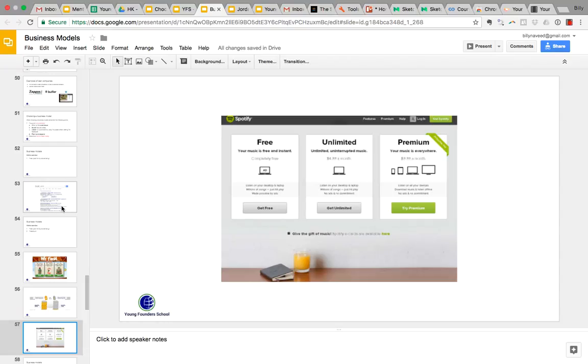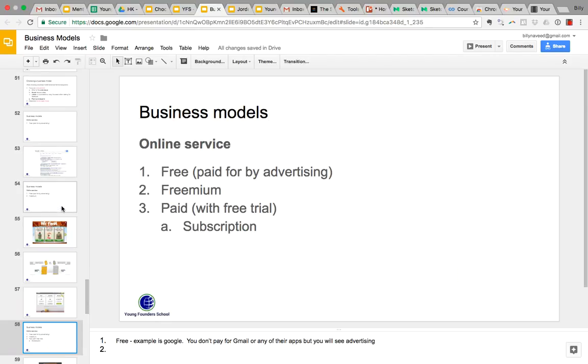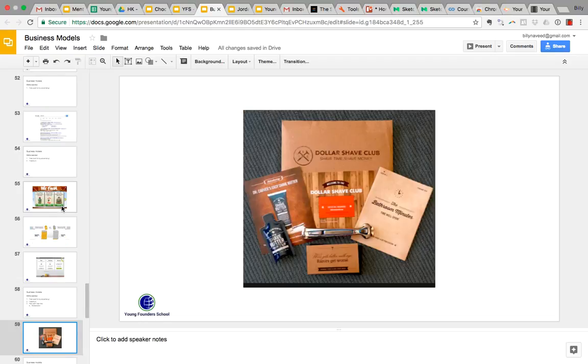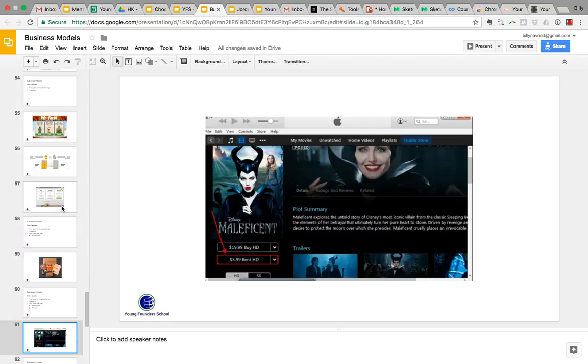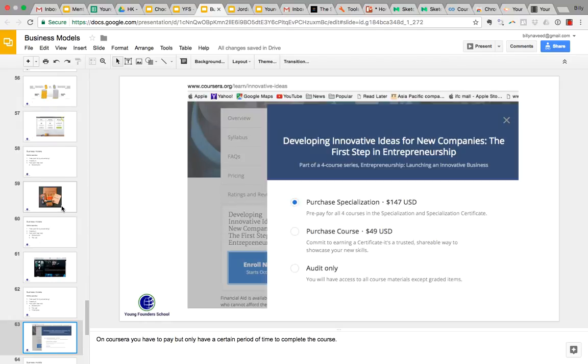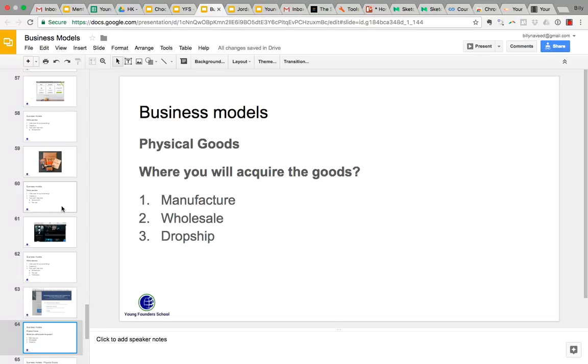Equally, another example of freemium is Spotify. Again, we point out how the landing page here is really interesting, how they immediately make you want to choose the premium version because it's highlighted, it's colored, it looks much nicer than the others. And even if it's paid, we always give a trial. You can do things on subscription like Dollar Shave Club. You can do per use, which is the iTunes model, or on a time basis, such as Coursera. You have a certain amount of time to complete the course.